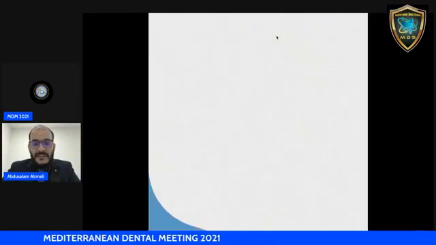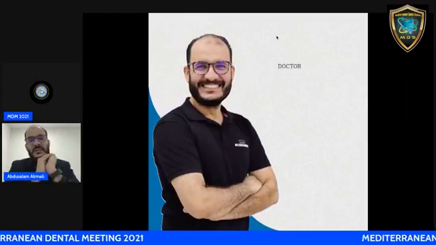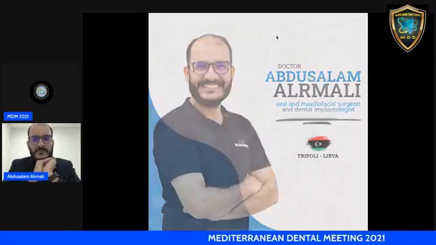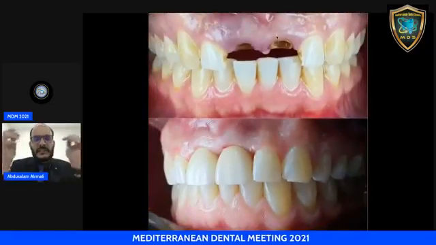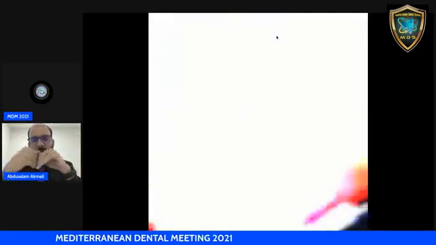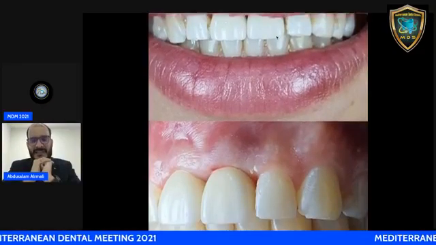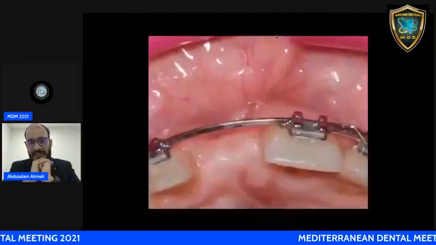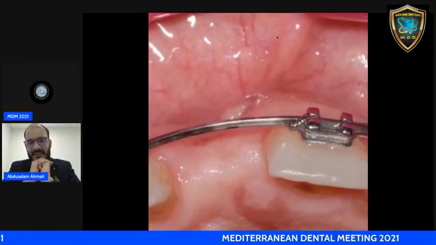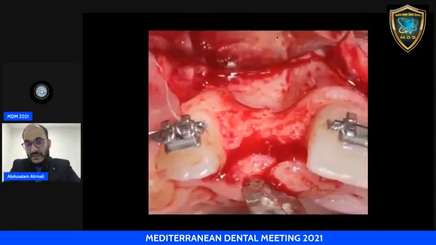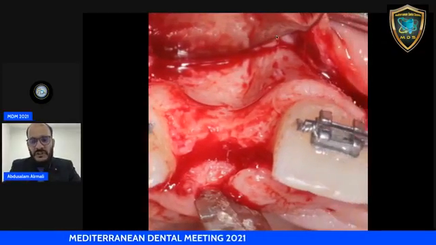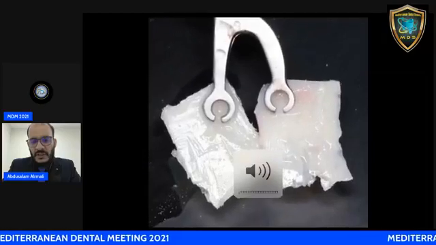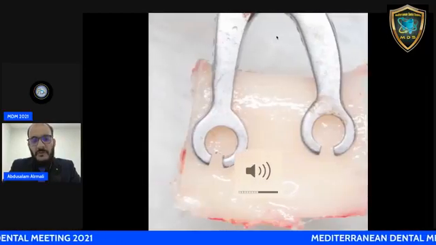So I think we start our story and our technique of treating such cases by doing simple cases of placing implant in aesthetic zone. And as we know, placing implant in aesthetic zone is not easy and it's difficult. You have to consider a lot of factors.